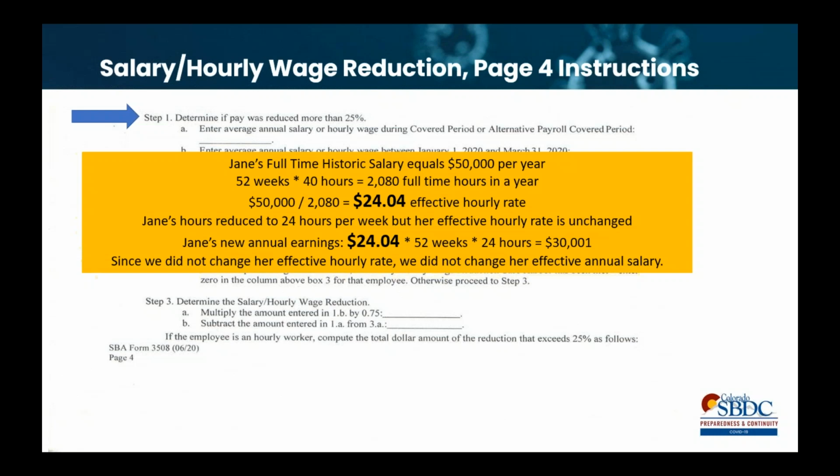At this pace, Jane would only earn about $30,000 this year. However, we have not changed her effective annual salary, since if she was working full-time, she would still earn $50,000. So for Jane, we would not have to make this calculation. This example shows the importance of understanding that it is an effective annual salary that matters for this calculation.